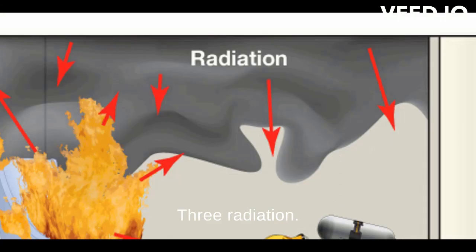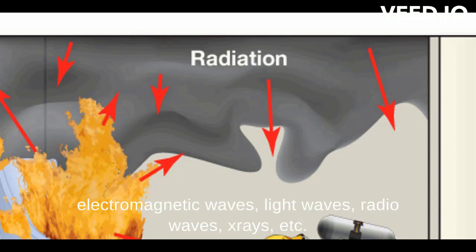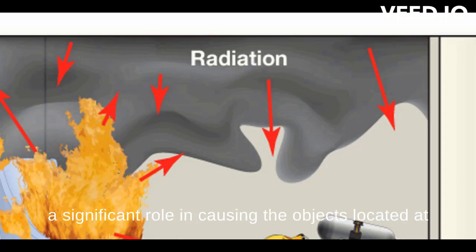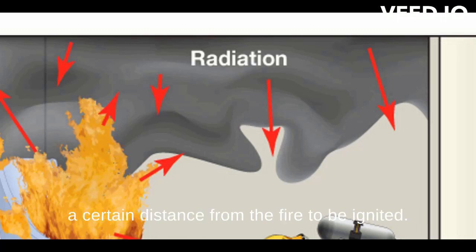3. Radiation. Radiation is the transmission of energy such as electromagnetic waves, light waves, radio waves, X-rays, etc., without an interfering device. Sunlight can be the primary heat transfer agent. As the size of the fire increases, it has a significant role in causing the objects located at a certain distance from the fire to be ignited.